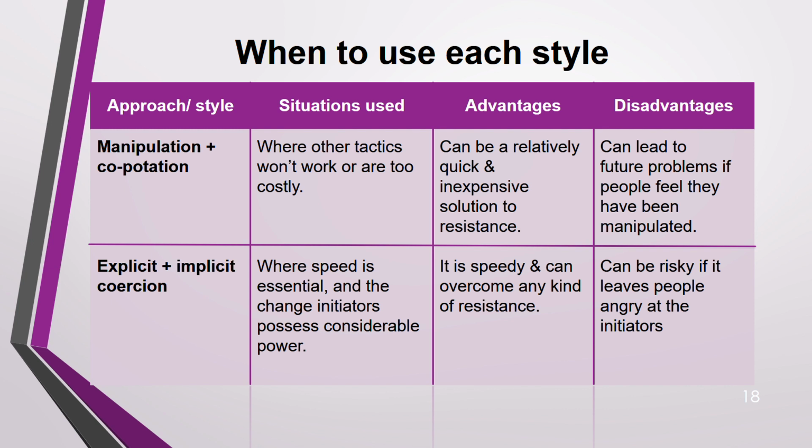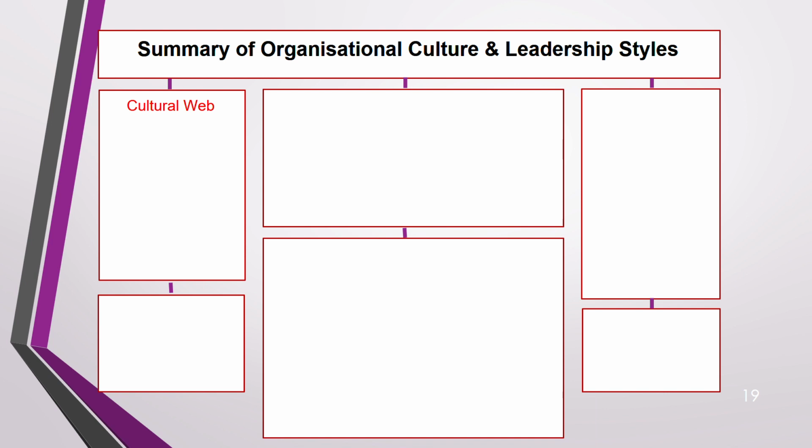So that's it for organization culture and leadership styles. Now let us summarize everything that I've covered in this video. Okay. So first we went through the cultural web. Under that we went through stories, what you hear about the organization from other people outside or inside the organization, the routines and the rituals that are followed. Okay. Some are visible, some are not visible.